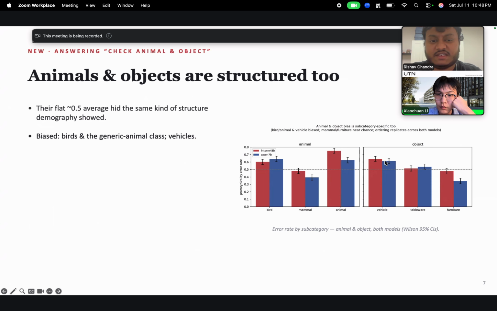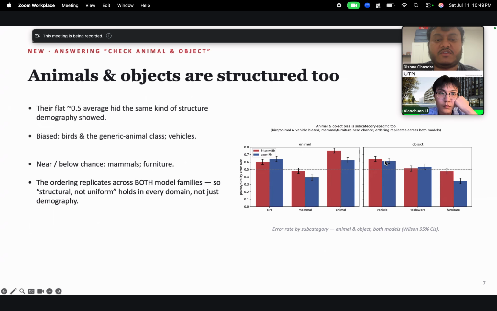For animals, birds and generic animal classes showed relatively high bias, whereas mammals were much closer to chance. Similarly, for objects, vehicles showed noticeably stronger bias than furniture. If we look at the graph, we can see that the error rates vary considerably across these subcategories. More importantly, the same ordering appears in both Qwen and InternVL. This tells us that the effect is not random and is not specific to a single model. Instead, the bias depends on what kind of concept the model is trying to recognize. So, even though the overall average suggested no bias, a more detailed analysis reveals consistent structure across different domains.